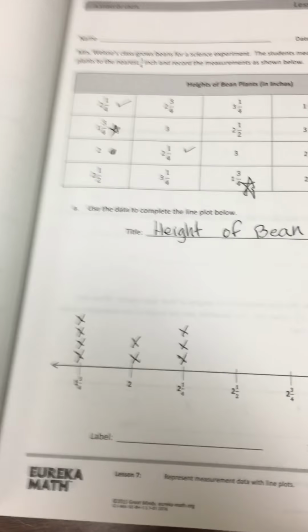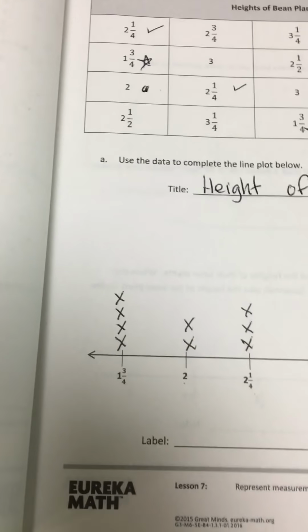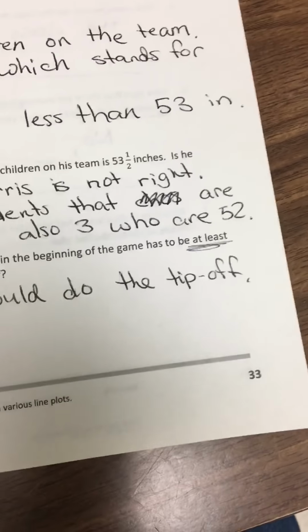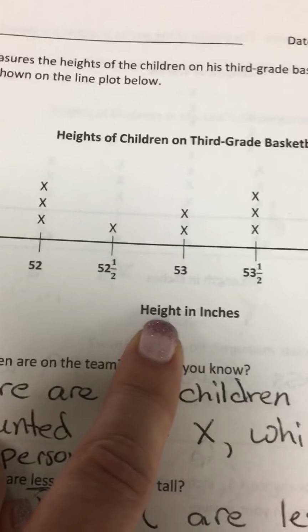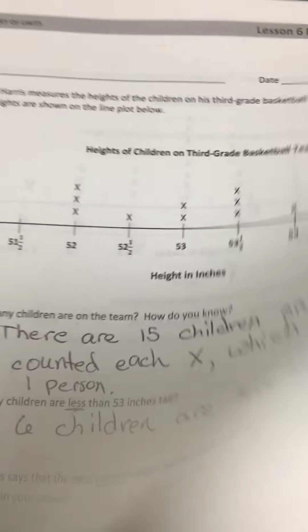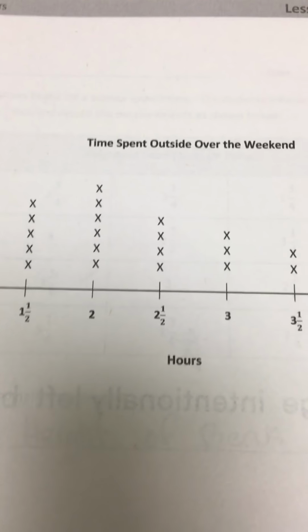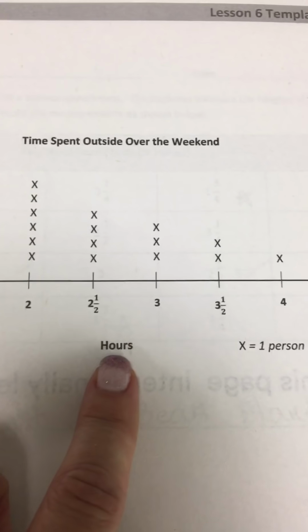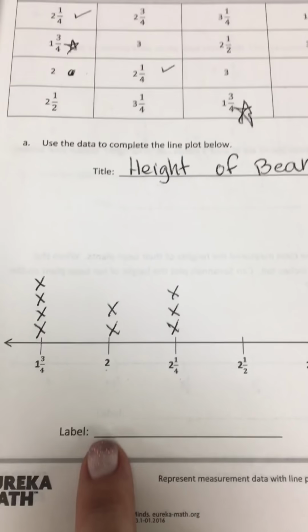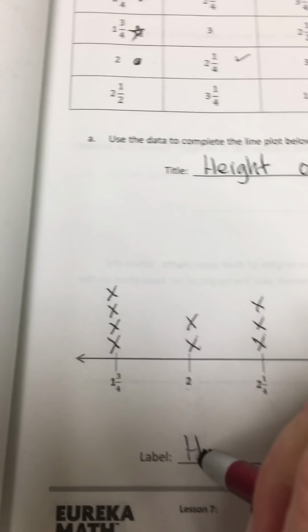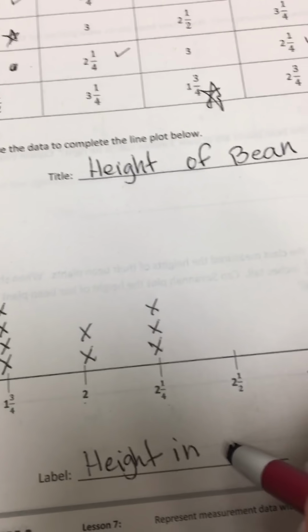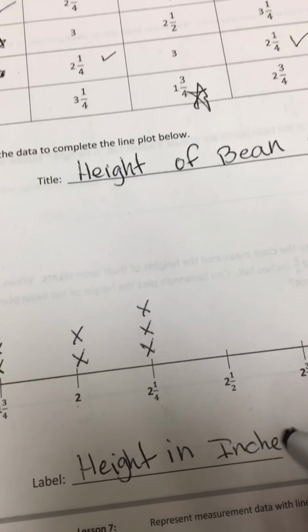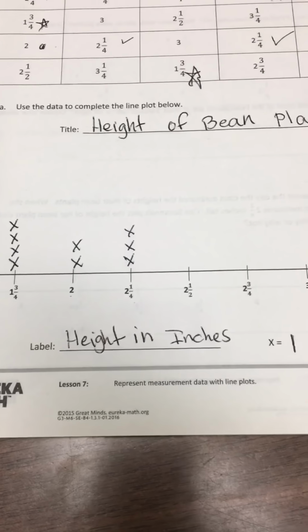And then down here, we'll talk about the label right here. But if you look back at this right here, this is a label. This is the lesson 6 one. This is the label. It says height in inches. And this one was another one that I see in your book. It says hours to show what they're measuring. The label shows what they're measuring. So this time they're doing height in inches. So I'm going to put that down here right away for my label before I have you go on.